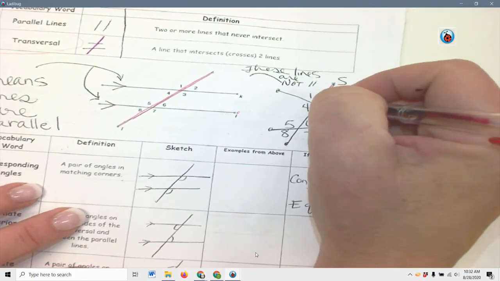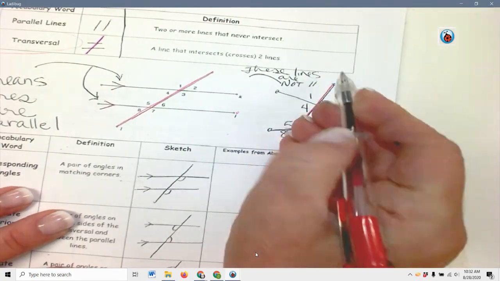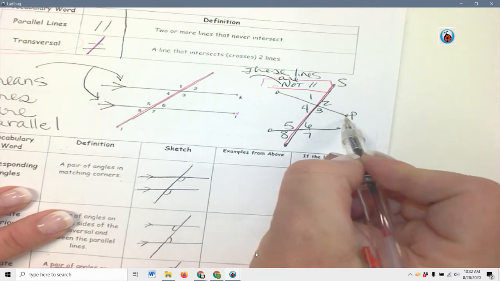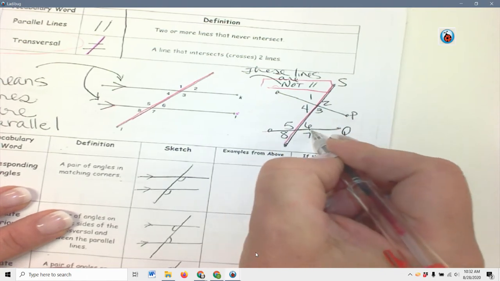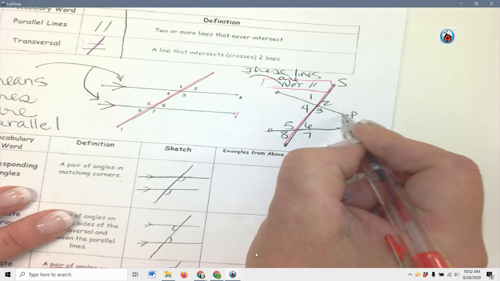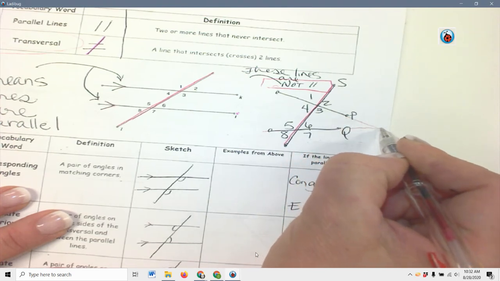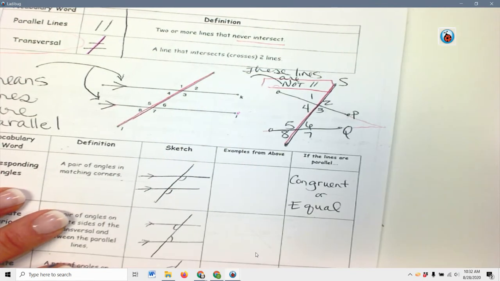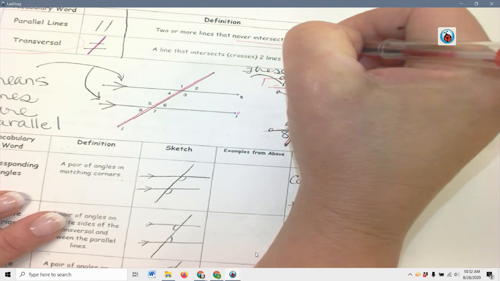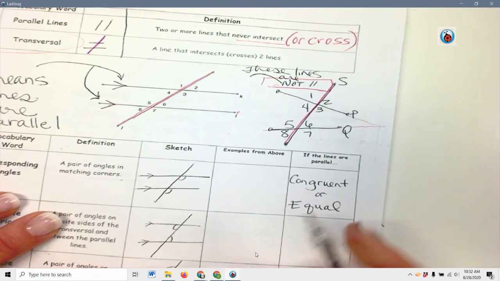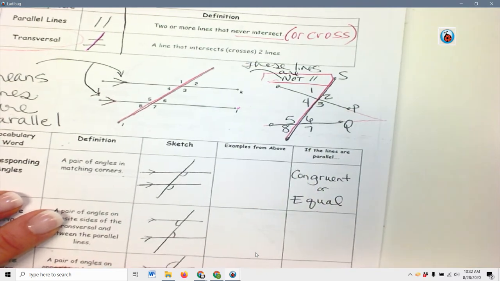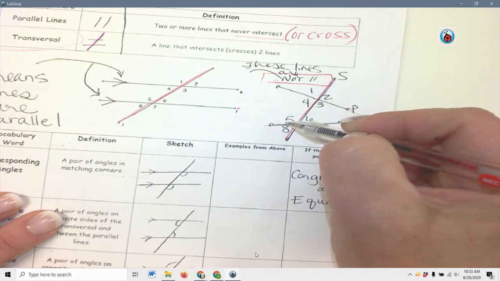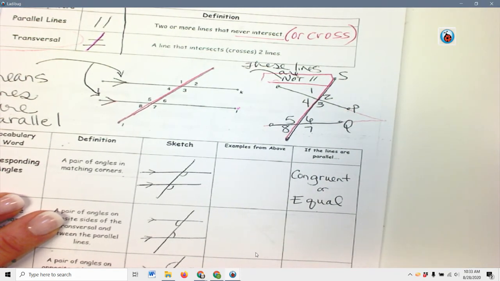Or we can have a transversal that crosses lines that are not parallel. Okay? You can see that line P is not parallel with line Q. If they were to keep going, eventually they would touch or cross. And remember, parallel lines never intersect or cross, okay? So these lines are not parallel. These lines are. A transversal is just a line that crosses any two other lines, okay?